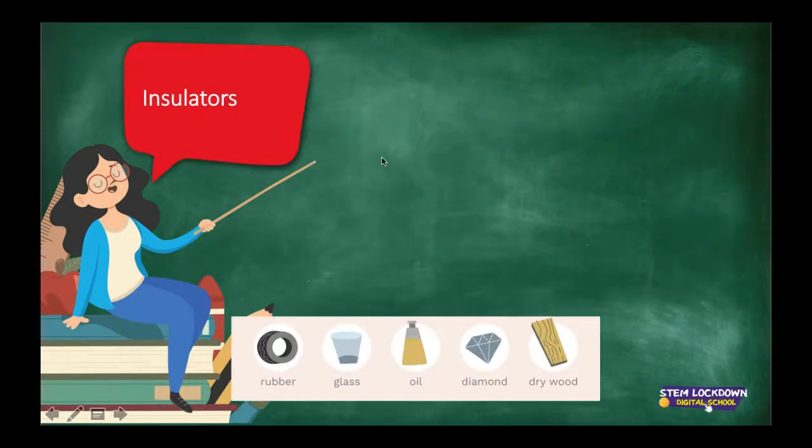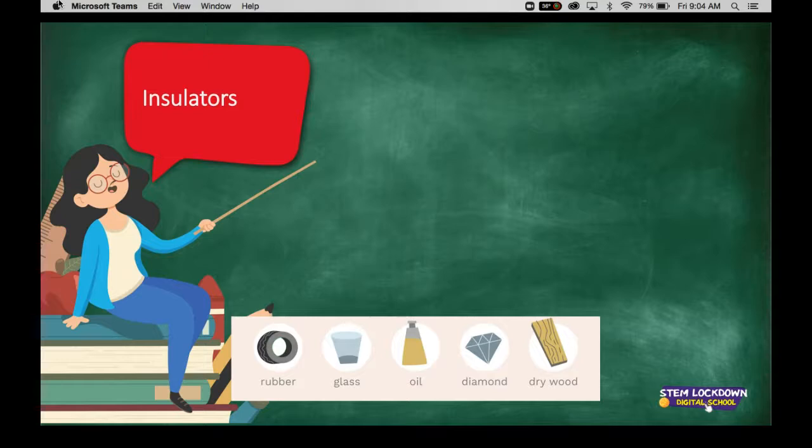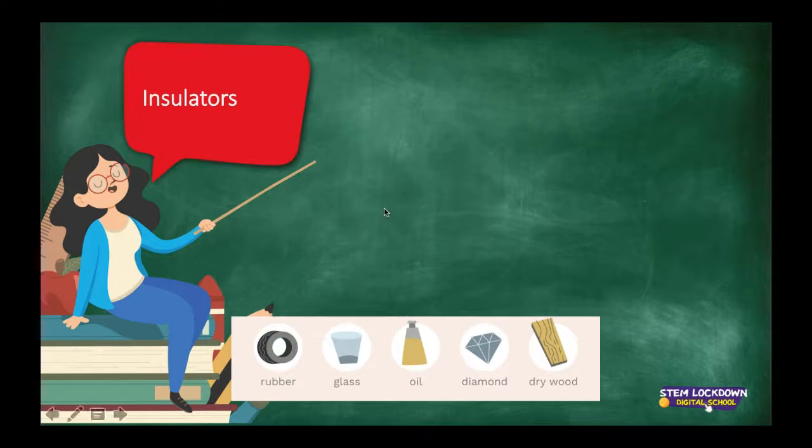Right, then we also moved on to insulators. Now with insulators, these are materials that do not conduct electricity. There are 5 pictures at the bottom. We've got rubber, glass, oil, diamond, and dry wood. Now, specifically, it says dry wood. If it was wet, that would obviously cause a reaction if there was lightning.